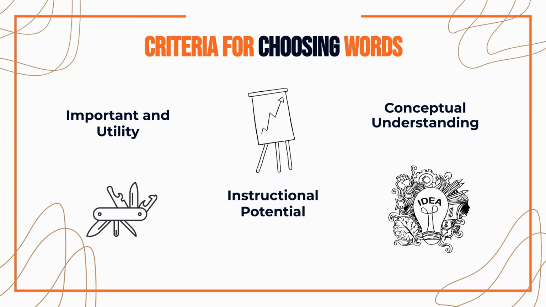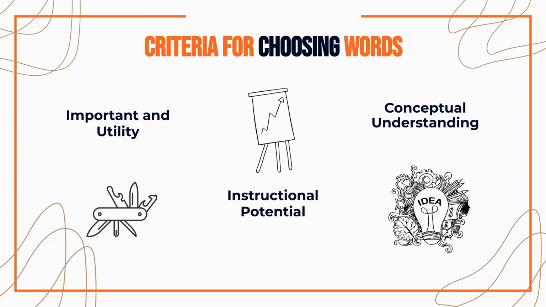Finding specific words to coach can be tough, so there are some criteria that we can use as filters. The first is importance and utility. We want words that are characteristics of written text and that appear frequently across a variety of domains. So, categorize might be a good example.